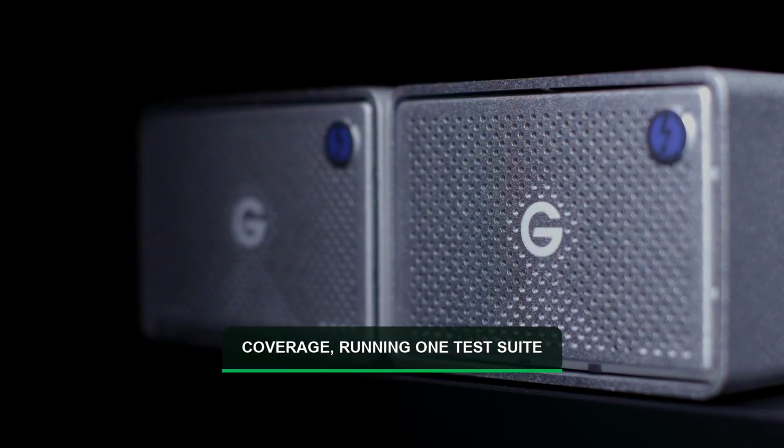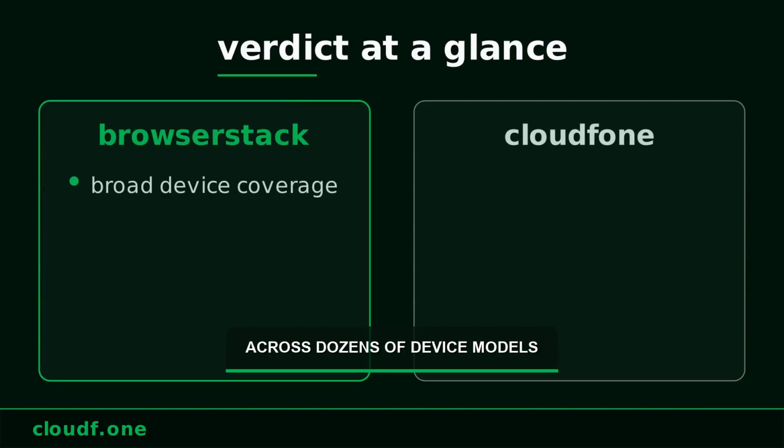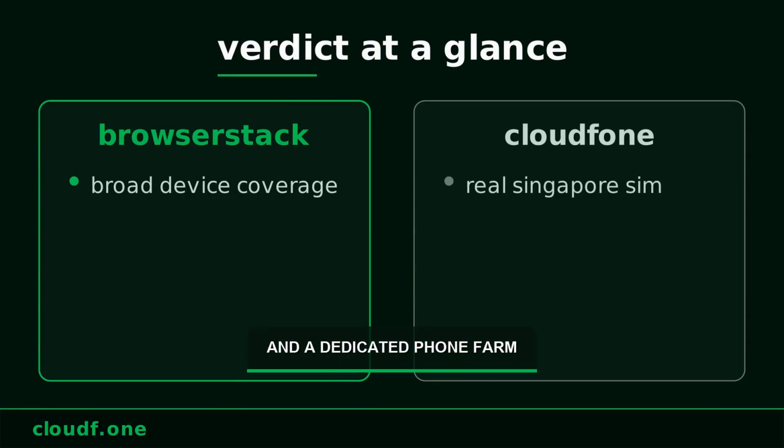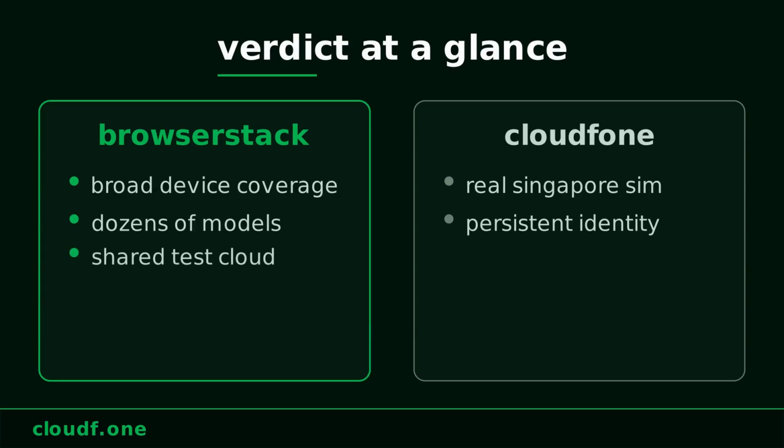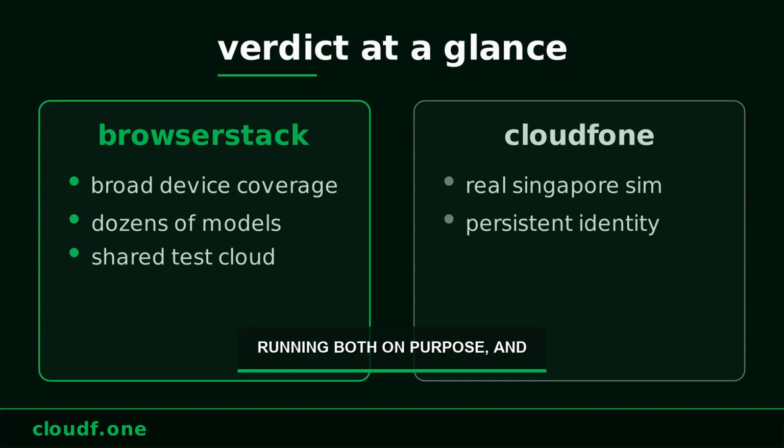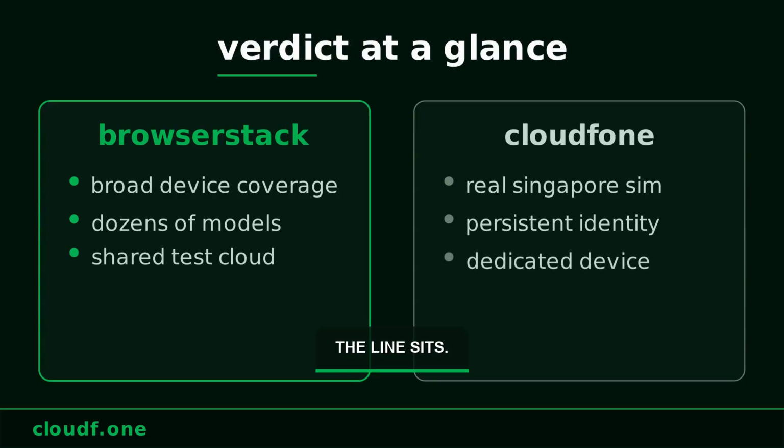If your job is broad coverage, running one test suite across dozens of device models and Android versions you do not own, BrowserStack is the best tool money can buy, and a dedicated phone farm is not trying to compete with it. If your job needs a device that persists, a real Singapore carrier IP, or an identity that stays alive for months, a real handset that stays yours is the sturdier foundation. Most serious teams end up running both on purpose, and I will show you where the line sits.